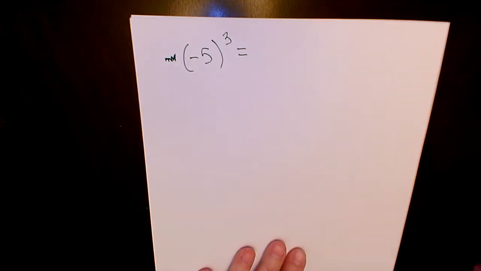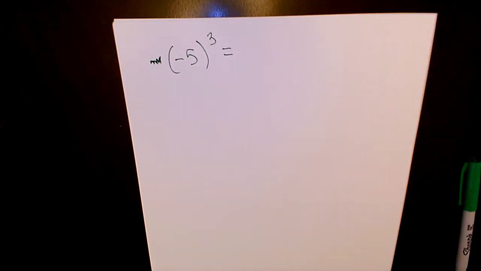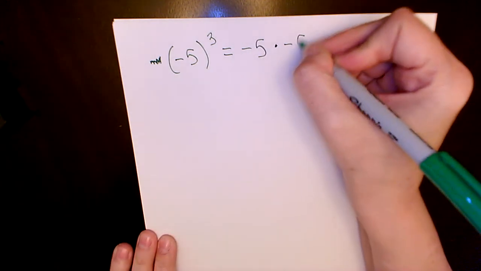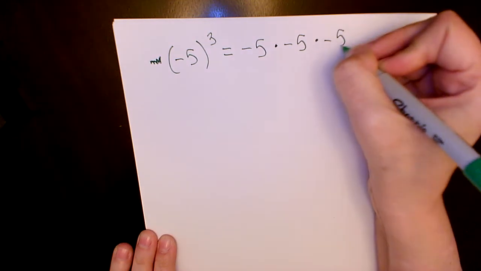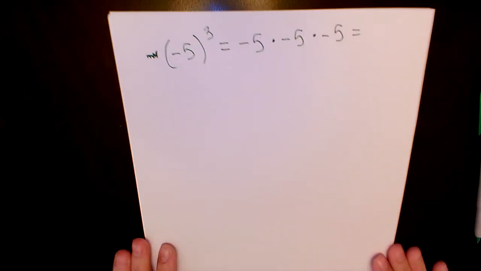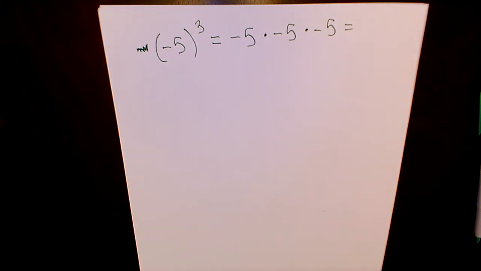That is not there. This is an error. Okay. So remember, this means negative 5 times negative 5 times negative 5, right? Because I have the exponent 3.